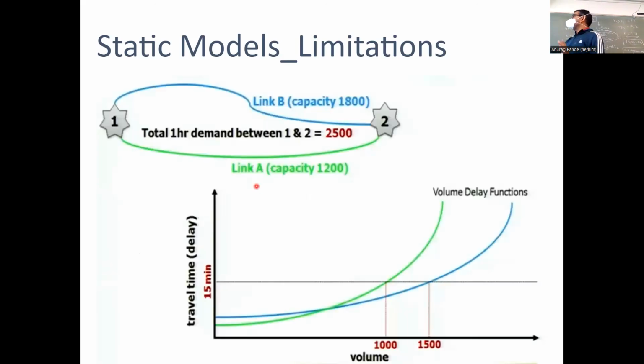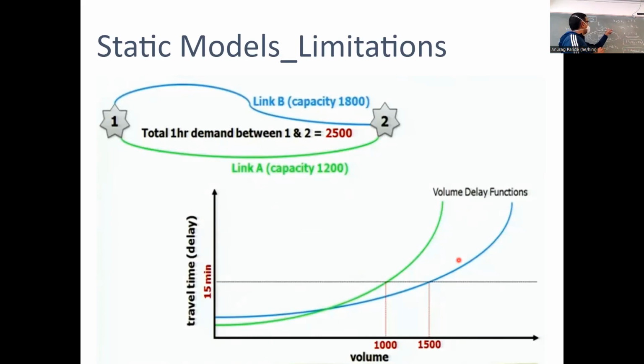So this is the real-world volume delay function, which is the old nomenclature for the link performance function. Volume delay function and link performance function are the same thing. But you can see that there are two routes. They have capacities. The total one-hour demand is 2,500. Even though these models might be very complicated in nature, I think you can make the case that you can solve that equilibrium problem.